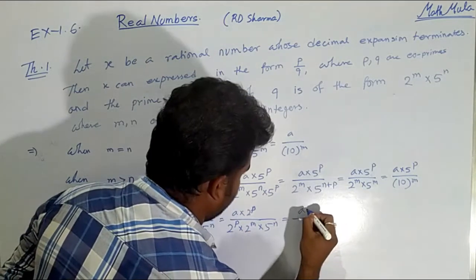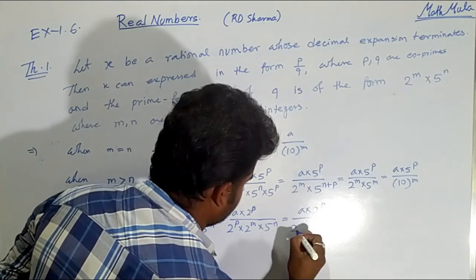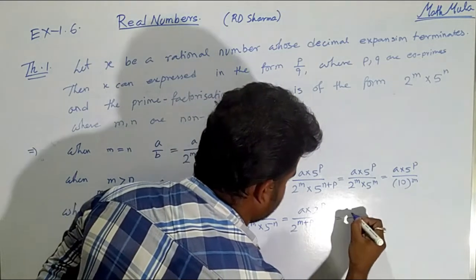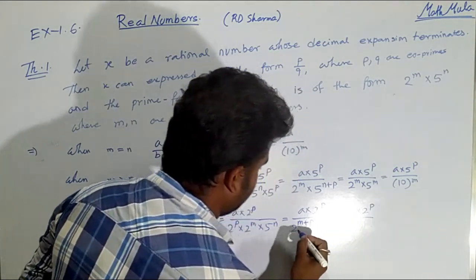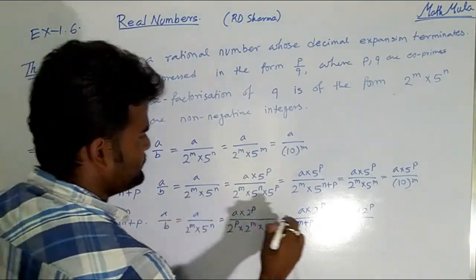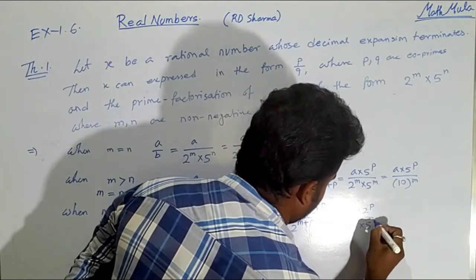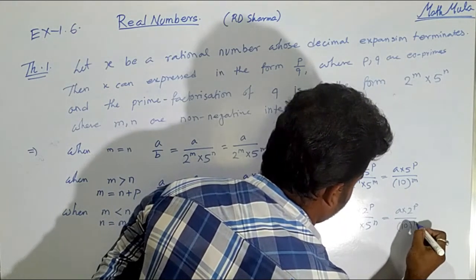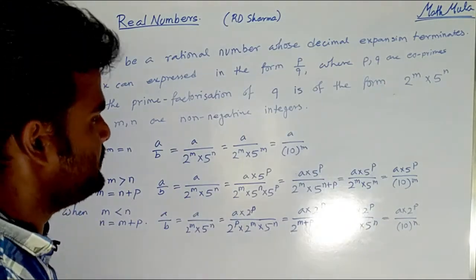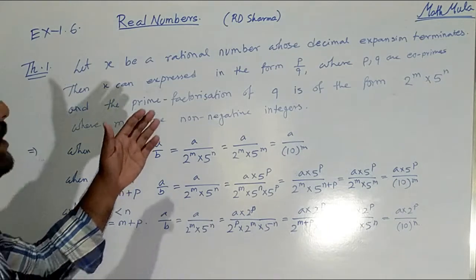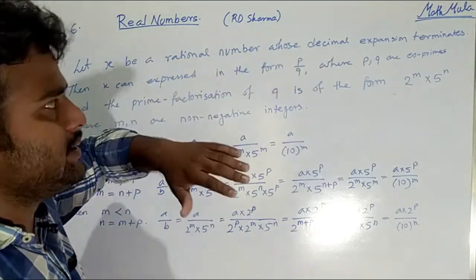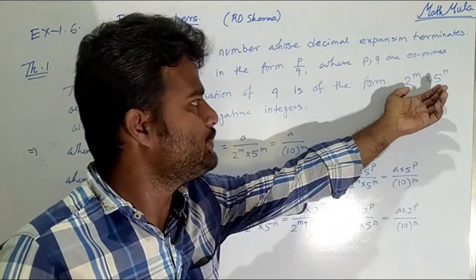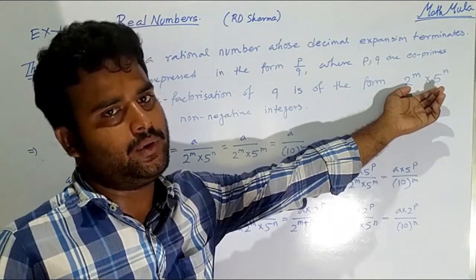Then it will be a into 2 to the power p by 2 to the power m plus p into 5 to the power n, that is a into 2 to the power p by 2 to the power m plus p means n, that is 2 to the power n into 5 to the power n, that is a into 2 to the power p by 10 to the power n. Again, this is a terminating decimal number. The decimal expansion of the rational number is terminating if the denominator can be written in the form 2 to the power m into 5 to the power n.